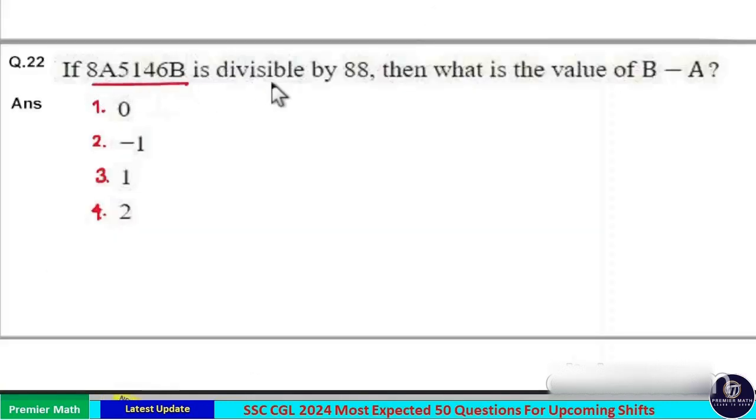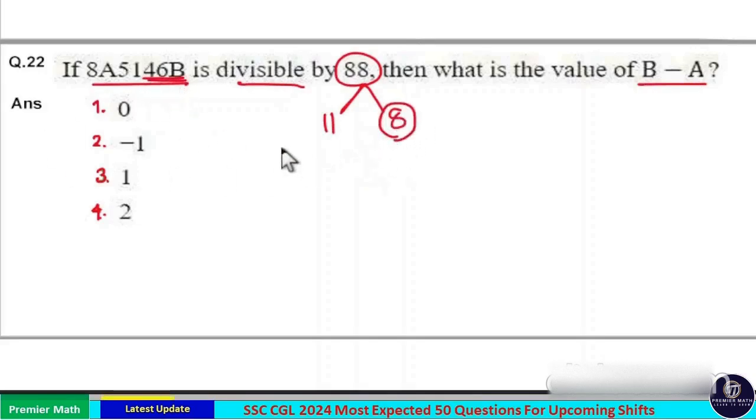If 8A5146B is divisible by 88, then what is the value of B minus A? When a number is divisible by 88, it should be divisible by both 11 and 8. When a number is divisible by 8, its last 3 digits should be divisible by 8. That is, here 46B should be divisible by 8, which means 8 goes 5 times in 40, remaining 6B. So B must be 4 here. That is, 8 goes 8 times in 64.